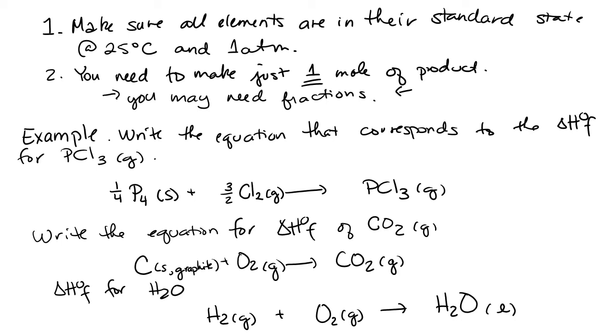So I need to make sure that I only have 1 mole of product, which means I need to adjust the amounts of my reactants. I cannot have a full mole of oxygen. I can only have half a mole. And no, I cannot multiply my water by 2 to get the number. I have to have 1 mole of product at all times. I cannot mess with that.